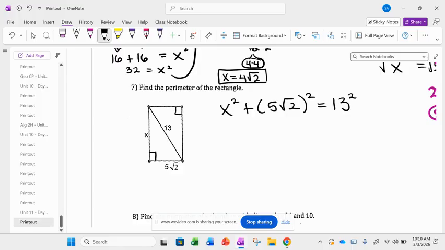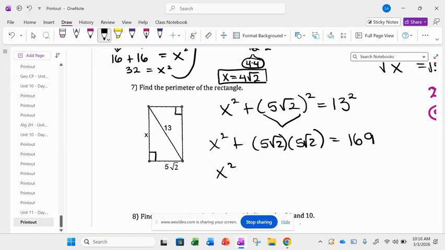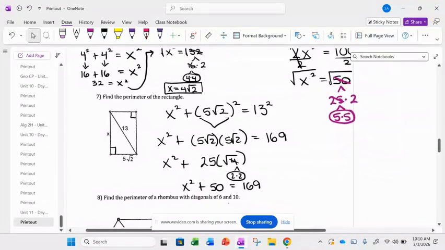All right, let's go over this. Again, we're going to have to do that FOIL multiplication. So we have 5 root 2 times 5 root 2, and 13 squared is 169. Now when we multiply, 5 times 5 is 25. Root 2 times root 2 is the square root of 4. That 4 becomes 2 and 2. So now we have x squared plus 50 equals 169.